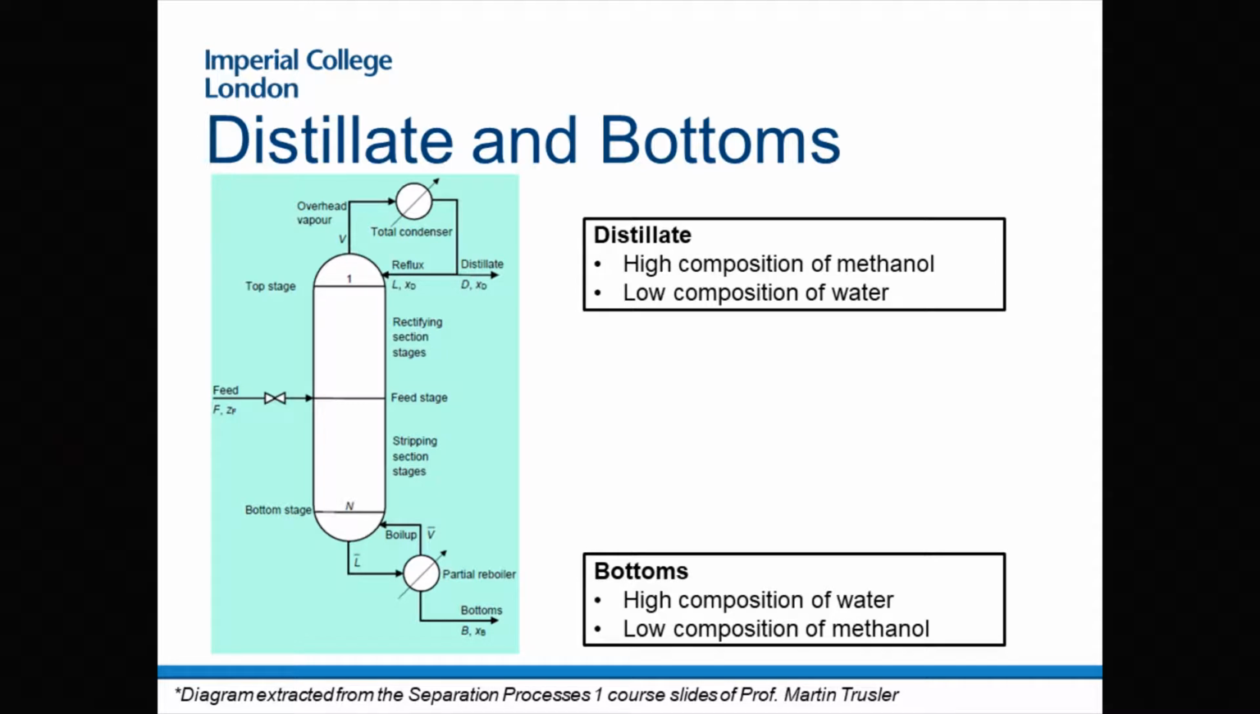Distillate and bottoms are the products of distillation at the top and bottom of the distillation column. Distillate will have a higher composition of the more volatile component, which is methanol in this case. A small amount of water could still be found in the distillate. Whereas the bottom product will consist of mainly water, which is the less volatile component. Similarly, it will have a small amount of methanol in it.